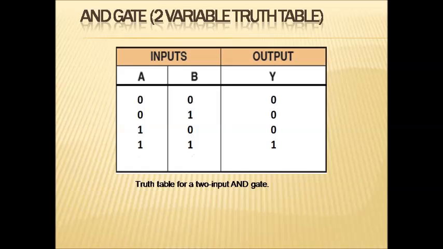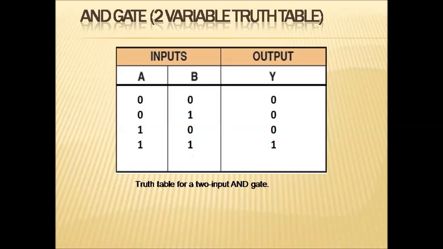So here you can see a truth table. This is the truth table of an AND gate. It has two input variables A and B, and it produces one output Y. Here you can see that it produces 1 only when A and B are 1. When A and B are equal to 1, then only it produces a 1. For all the remaining values, it will be 0. So this is the truth table of a 2 variable AND gate.